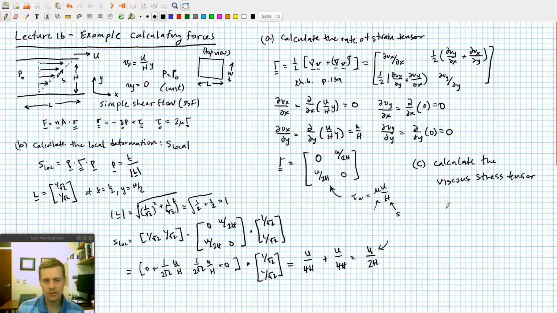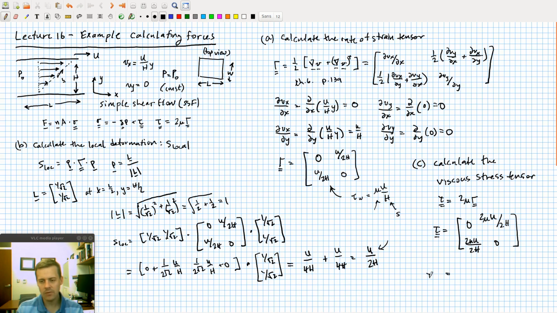So to calculate the viscous stress tensor, I just have to use that formula, 2 mu gamma. So I just have to take 2 mu times gamma. Well, that is right there. So I can just pop in a 2 mu. So I have 0, 2 mu u over 2h, and then 2 mu u over 2h, and a 0 here.